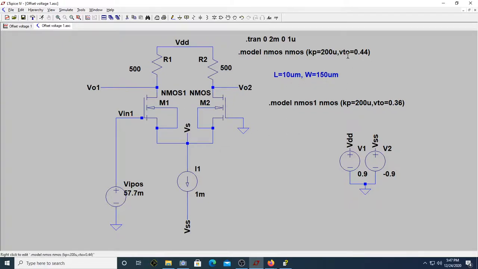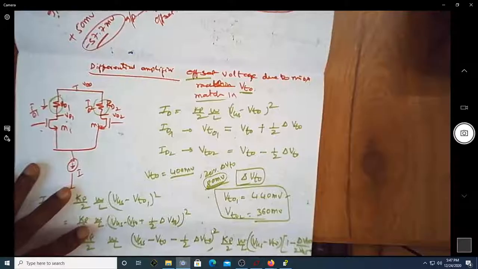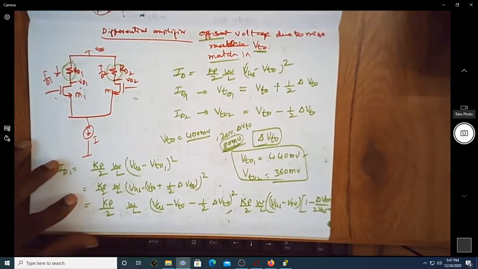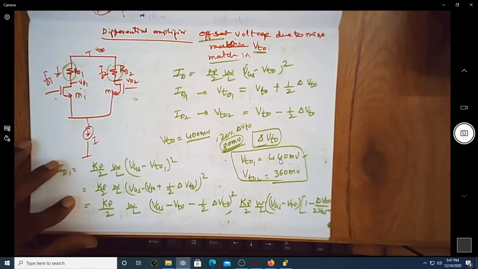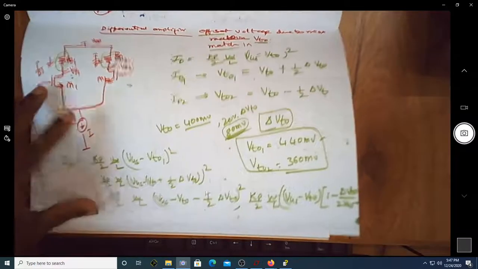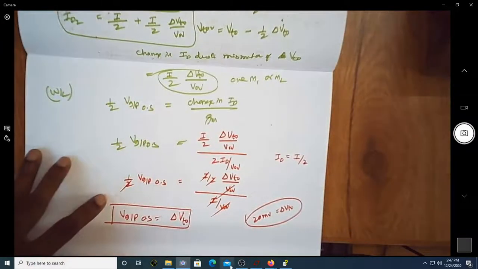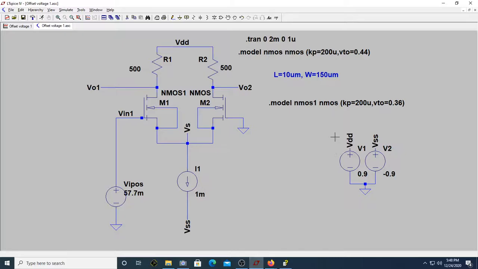As you can see, now the VTOs are not 400 millivolt. One is having ΔVTO/2 now 40 millivolt. This is plus here, here it is minus. I have reduced the threshold voltage by 40 millivolt and increased the threshold voltage by 40 millivolt, so that the overall deviation in the threshold voltage is 80 millivolt. So that's what we have considered here. You can see the overall change in VTO is 20%, which is 80 millivolt. I have made VTO 1 as 440 millivolt, this as 360 millivolt. And that's what is reflected here.